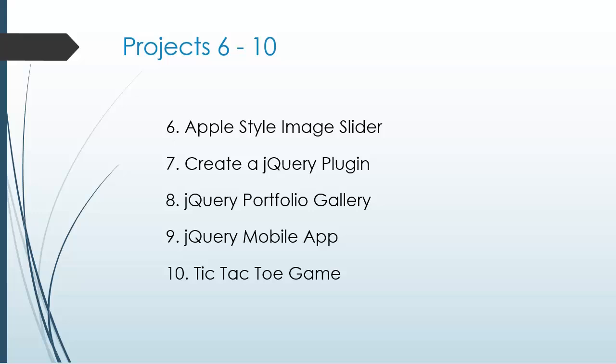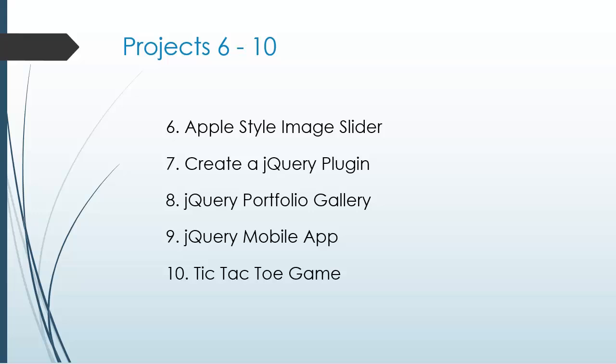Projects 6 through 10, we have an Apple-like image slider. Alright, so basically a thumbnail slider like you'd see in iOS or on the Apple website. Project 7 will be a jQuery plugin. Okay, we'll create it and we'll also submit it to the plugin registry at jquery.com, which will be kind of cool. Project 8 will be a portfolio gallery with a few different features.